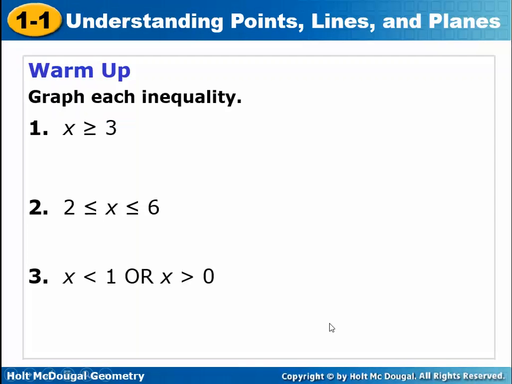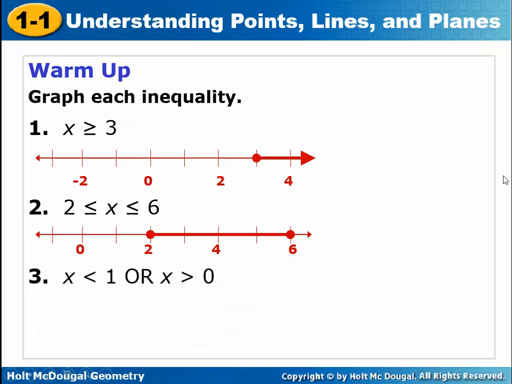So we're going to start with this warm-up. This is asking if you could try each of these problems on your own paper, and then we'll check and see if you got the right answers. Now I accidentally hit a button, and you can see that for x greater than or equal to 3, you would put a solid dot at the 3 and then an arrow going to the right. So dot and then an arrow this way.